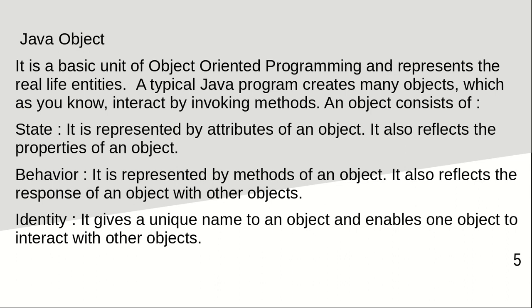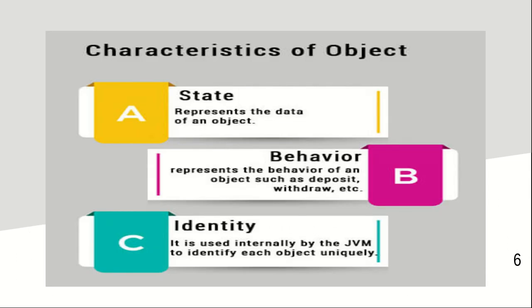Whenever one object interacts with another object using these methods, an identity gives a unique name to the object, enabling one object to interact with another object. We give a specific identity to each object. So these are the three features of any object: state, behavior and identity. The characteristics of an object: state represents the data of the object, behavior represents the methods or member methods of the class, that means the behavior of our class, and identity.